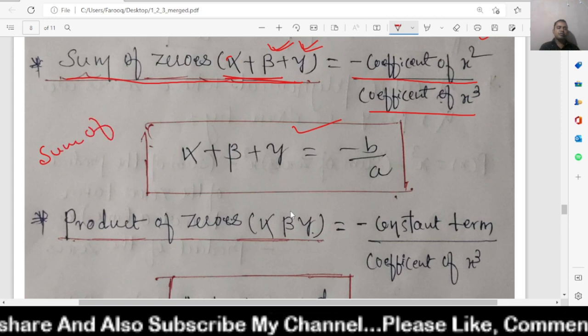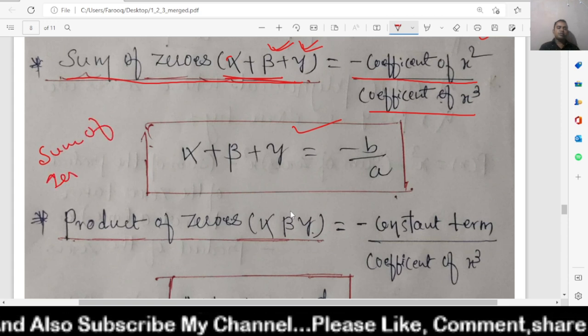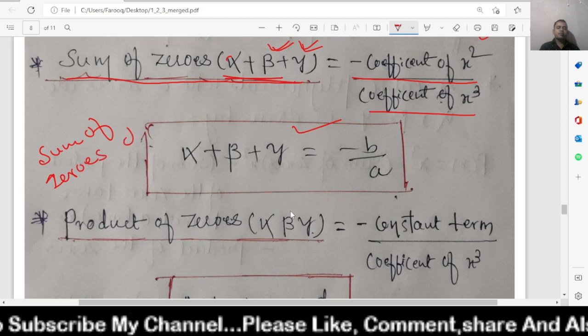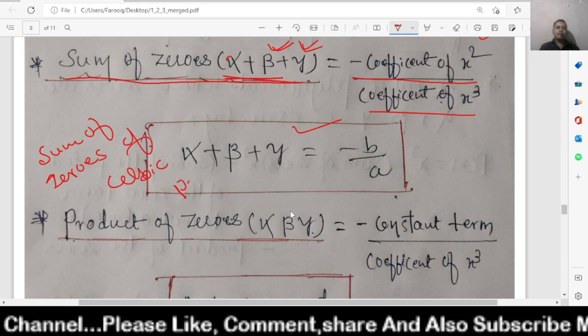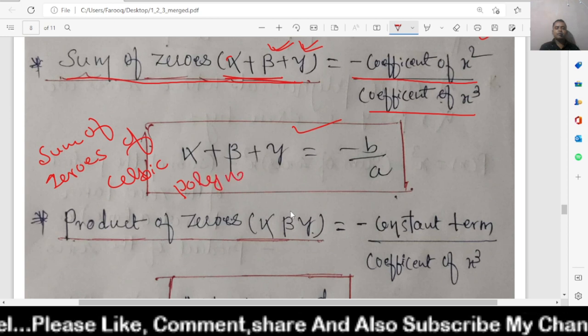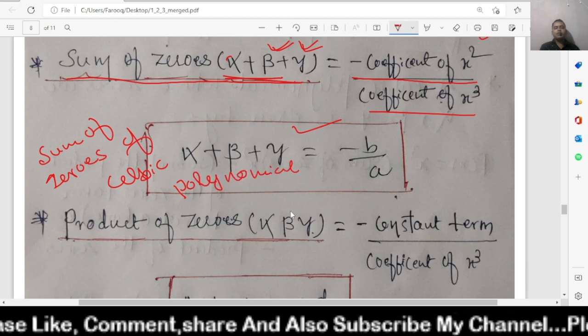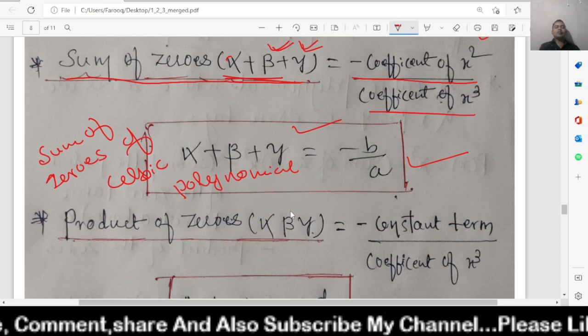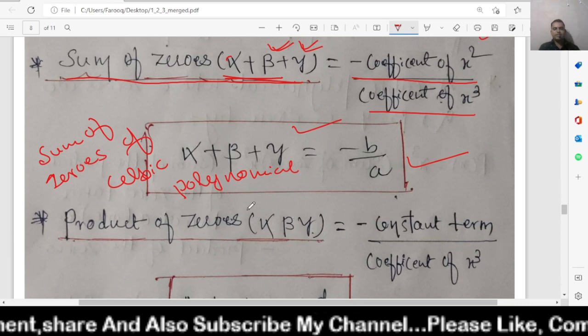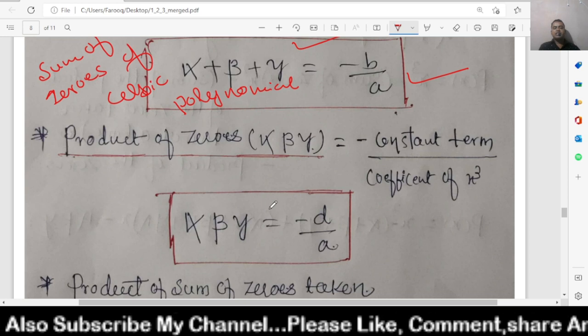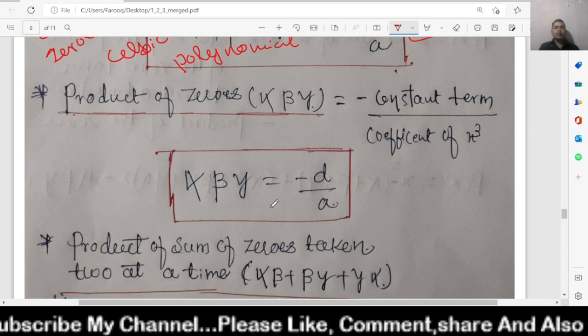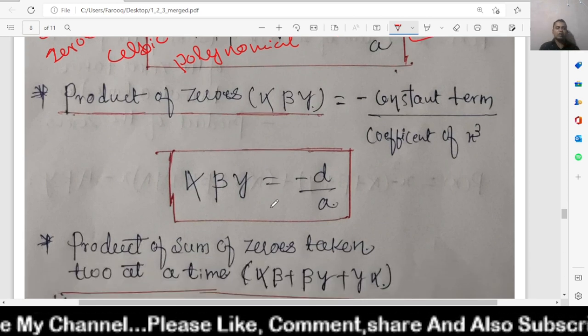Sum of zeros of a cubic polynomial. For this cubic polynomial, alpha plus beta plus gamma is equal to what? Minus b by a, where b is the coefficient of x square and a is the coefficient of x cube. Then the product of zeros of the cubic polynomial.